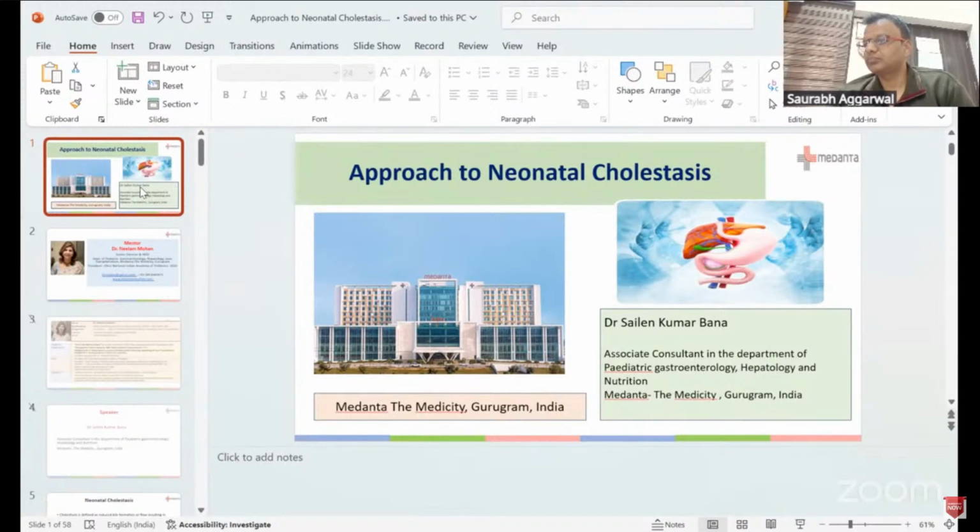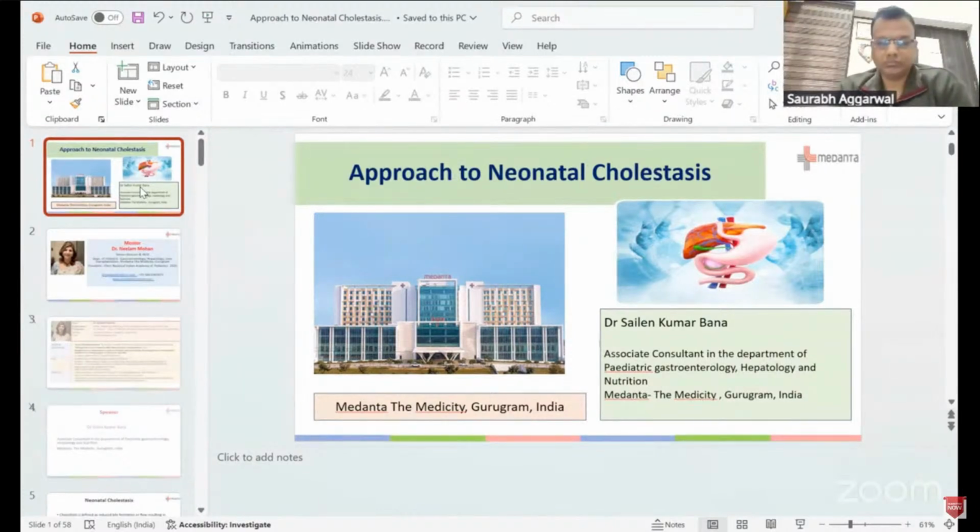And in case we find any such abnormality after birth, we should be very careful to look for features of neonatal cholestasis. So the second question is about Down syndrome. Yes, Down syndrome is associated with biliary atresia. Down syndrome is also associated with metabolic liver diseases, though there have not been studies which say that the incidence of biliary atresia is more in Down syndrome.